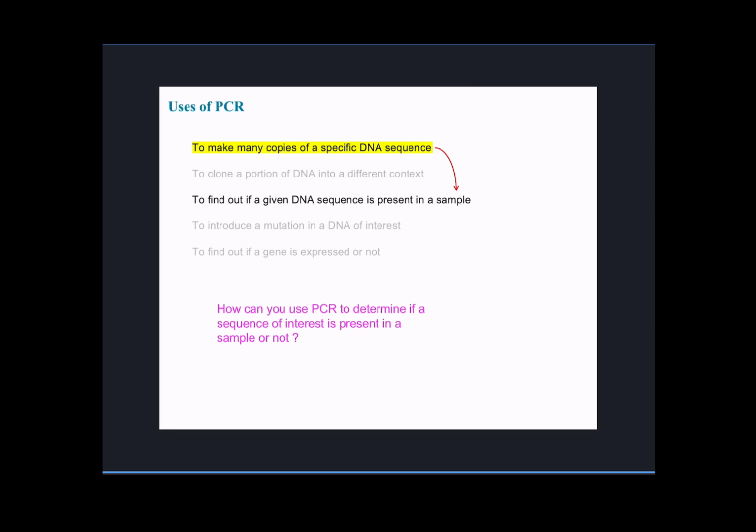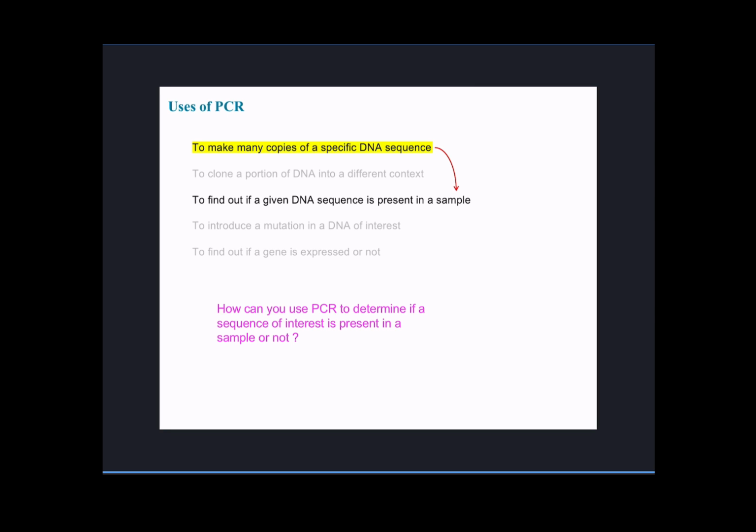If it doesn't, it wasn't? That's right. Very simple, very straightforward. If we're interested in finding out if a given DNA sequence of interest is present in a sample or not, we subject that sample to a PCR reaction with primers that would recognize that sequence of interest. And if we get many copies of it, it was. If we don't, it wasn't, right?